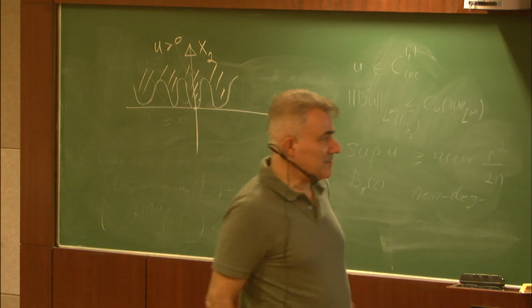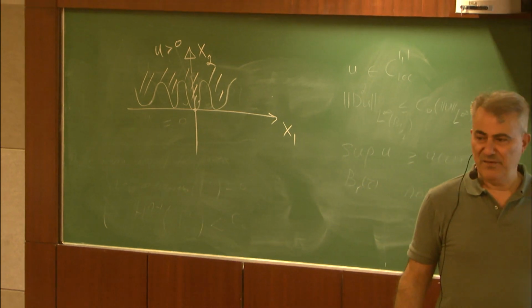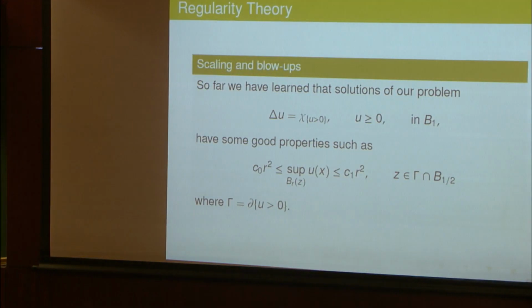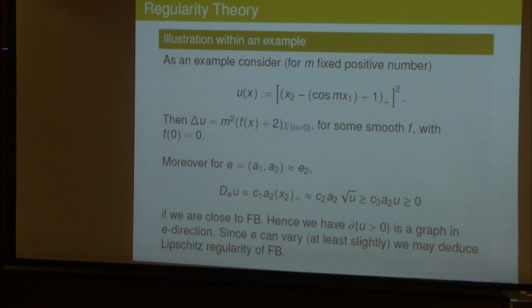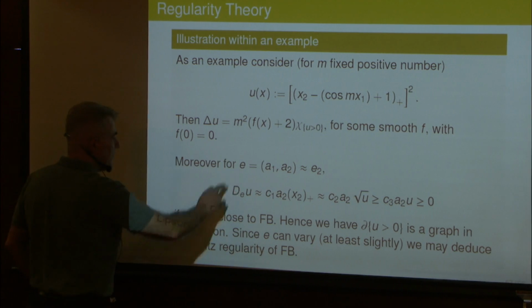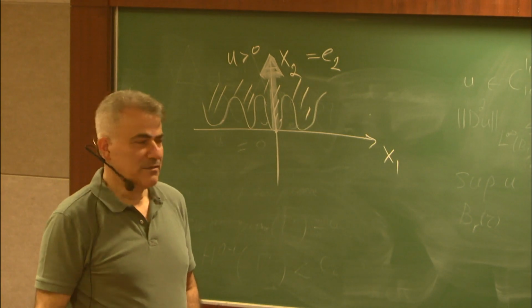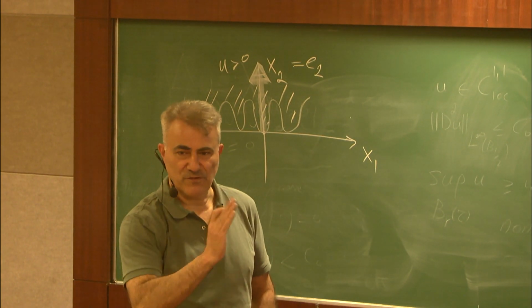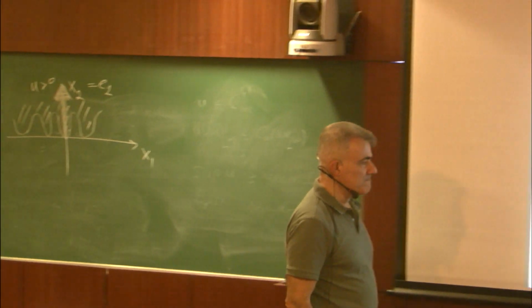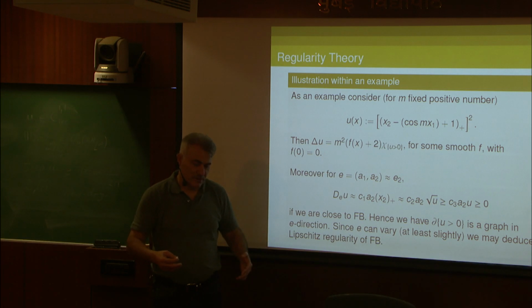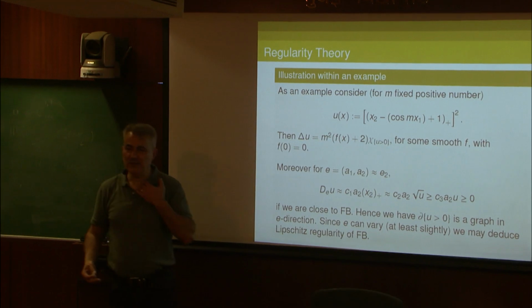Now, let's say we have this example, we see the picture, and I want to prove that this is a graph. So what can I do? Here is the game. Take any vector E, and that vector is approximately e2, so this is the e2 vector. So take anything very close to e2, not too far from that. In order to prove that this is a graph, we need to prove, since the function u is non-negative and becomes 0 on the free boundary, that it's enough to prove that dEu is non-negative.